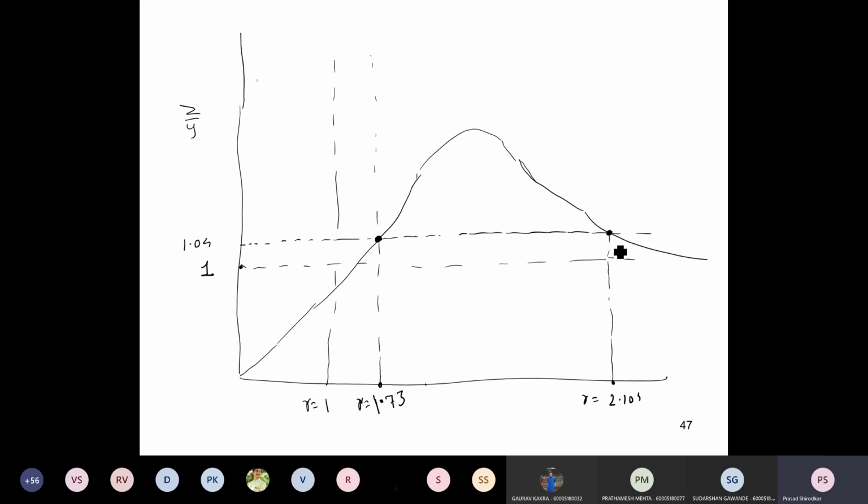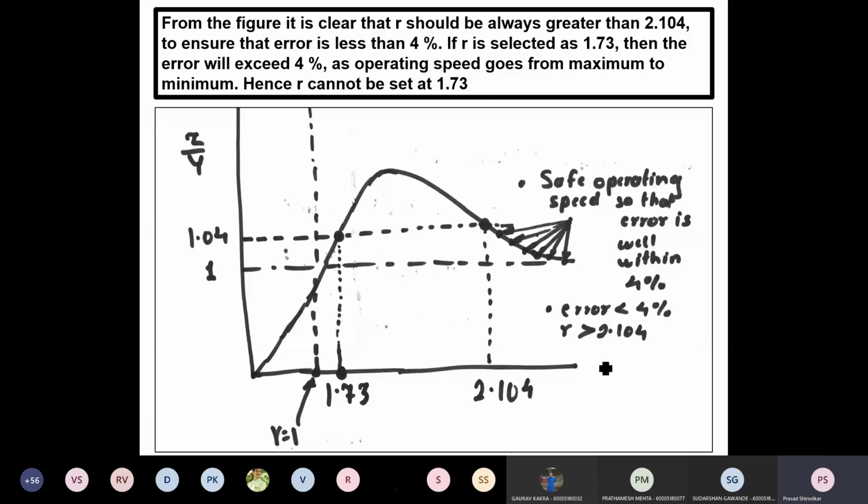what can you conclude? To meet the error condition of error less than 4%, your operating points have to be these. So your r has to be greater than 2.104. If you choose the value of r as 1.73, and when you go from omega minimum to omega maximum, then this r is going to pass through this zone. When it is passing through this zone, your error is going to go beyond 4%, which is not acceptable. So your r has to be greater than 2.104.